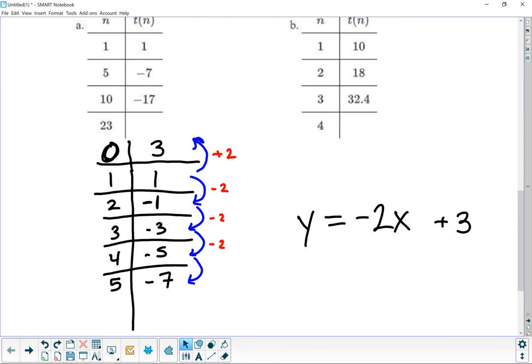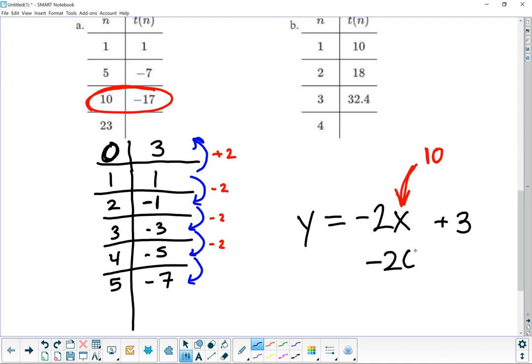Okay, because I'm going to use it to try number 10 right now. So if I want to see if this works, if I put in 10 right here, I should get negative 17 as my answer. So do I get that? If I put in 10, 10 times negative 2 is going to be negative 20 plus 3, and that does give me negative 17, right? So that does work.